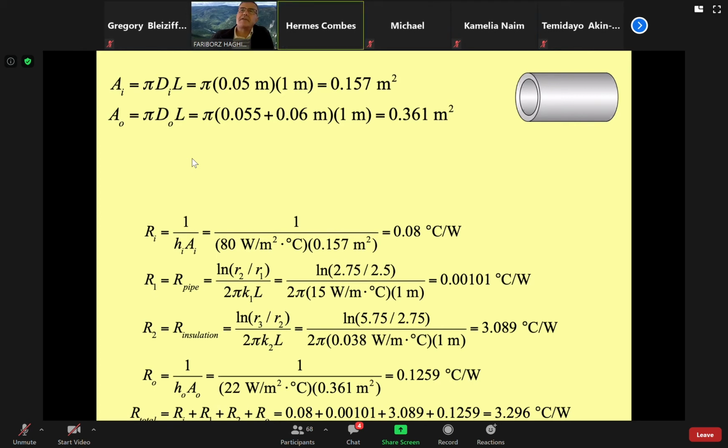Okay, it is 5 centimeters, right? 5 centimeters divided by 2 becomes 2.5. And for the exterior here, this one without insulation is 5.5 centimeters. 5.5 divided by 2 becomes 2.75. Oh, okay, yeah. That's okay.